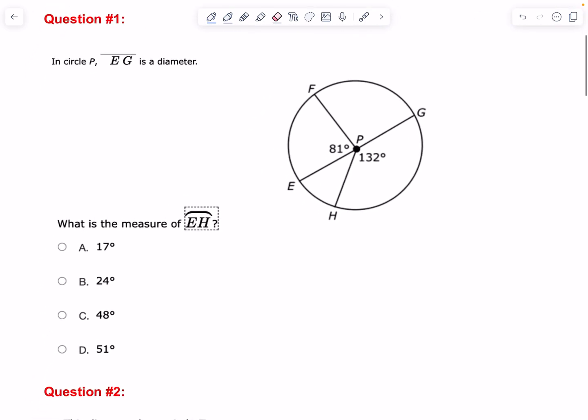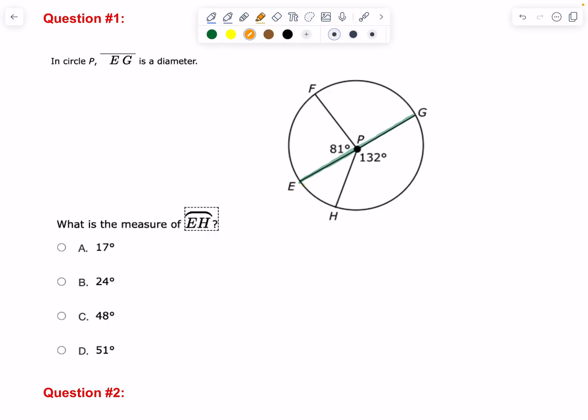In question number 1, it says in circle P, EG is a diameter. So let's highlight EG to help it stand out a little bit. They're saying that is a diameter, and they want to know what is the measure of arc EH. So arc EH is right there, and they just want the measure of the arc. So that means, what is the degree measure of it? We don't have to find the length of the arc. That is different. They sound a lot alike, but they're not the same thing.